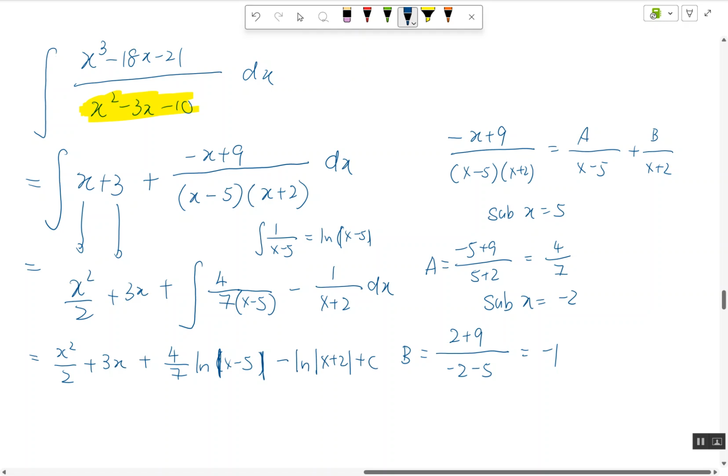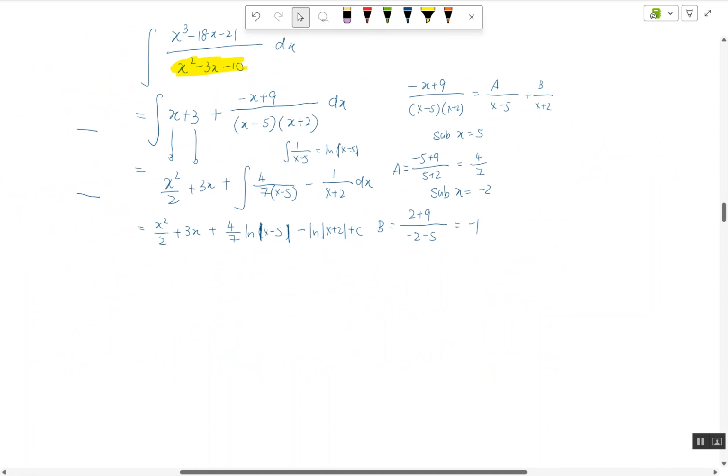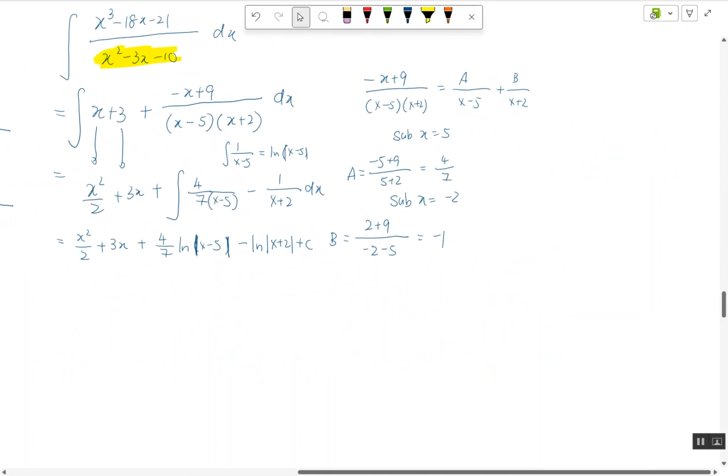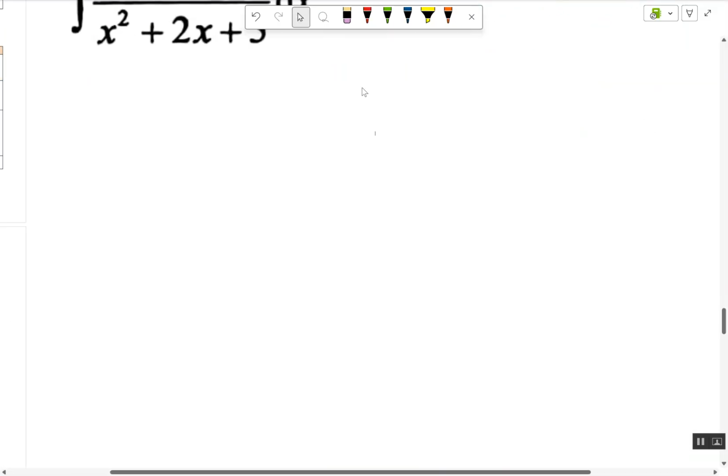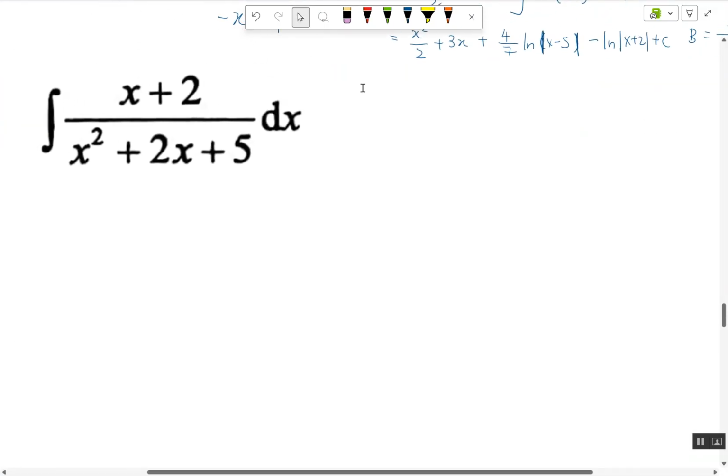So the more complicated thing is if it is a quadratic at the top and the power is greater than or equal to the power below, then you have to do long division first, then do partial fractions if the denominator can be factorized. Now what happens if the denominator cannot be factorized? Let me give one example ahead of what I'm going to do for d. It would be something like this. First I check the power of the numerator is 1, the power of the denominator is 2, so no need to do long division. Second, can my denominator be factorized? My denominator cannot be factorized.